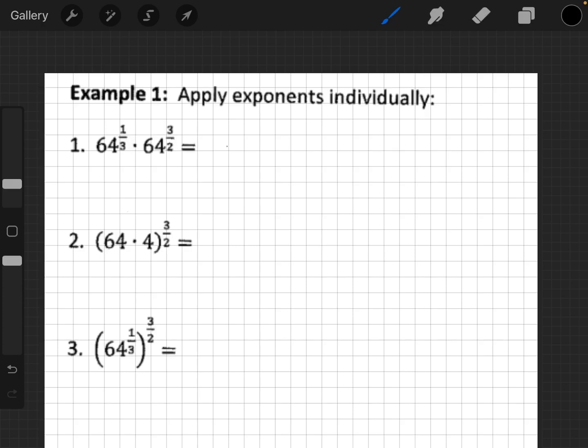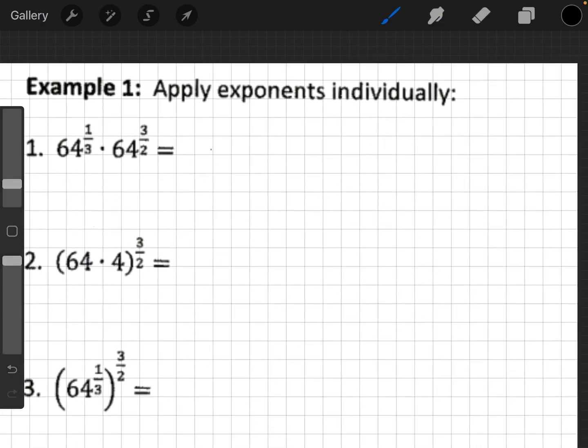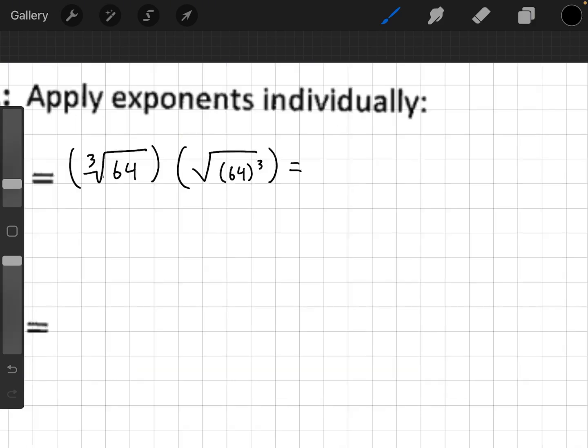But with that in mind, we can change this term, 64 to the power of 1/3, to the cube root of 64, and the second term, 64 to the power of 3 over 2, to the square root of 64 to the power of 3. Now the cube root of 64 is 4. And the square root of 64 is 8.